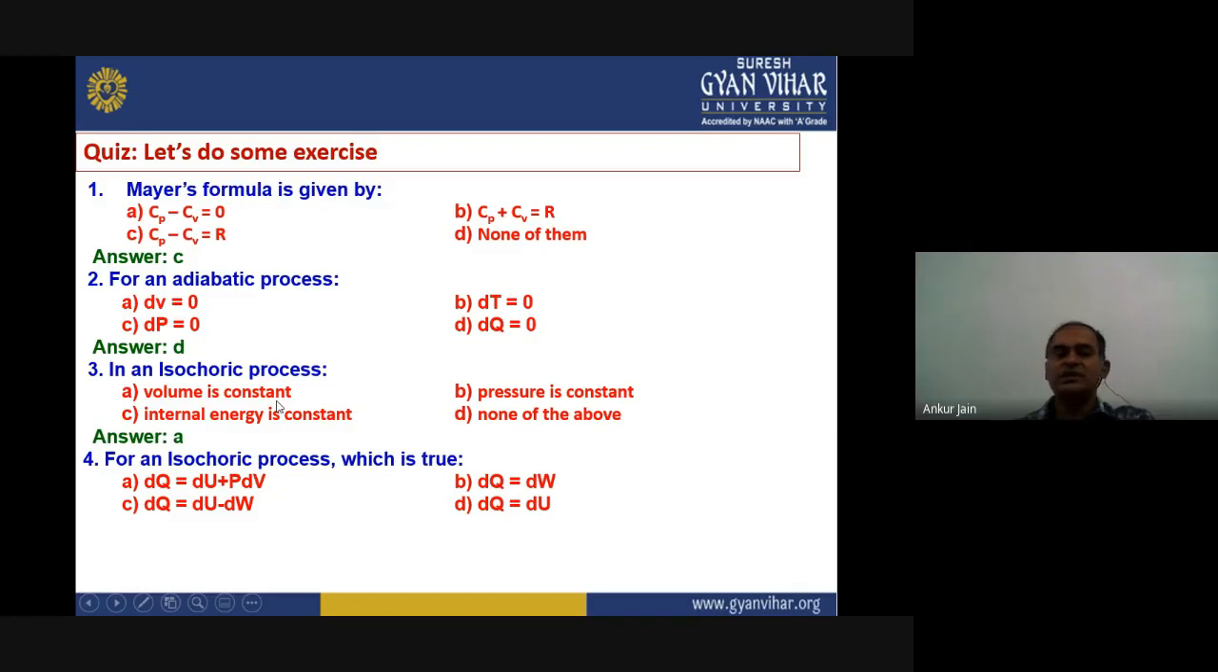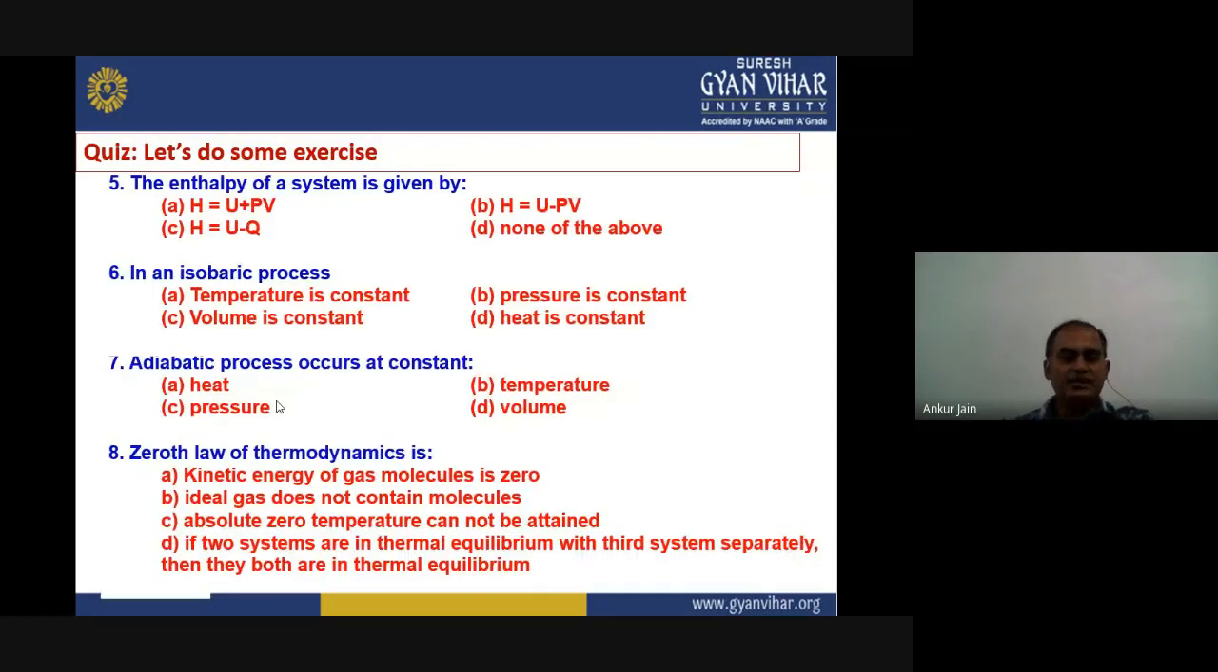Volume is constant means dV equals 0, and dV equals 0 makes total work 0. That means from the first law of thermodynamics, dQ equals dU plus dW, dW is 0, then dQ is equal to dU. That means the right answer is option D, dQ is equal to dU. Okay, let us move to the next question.